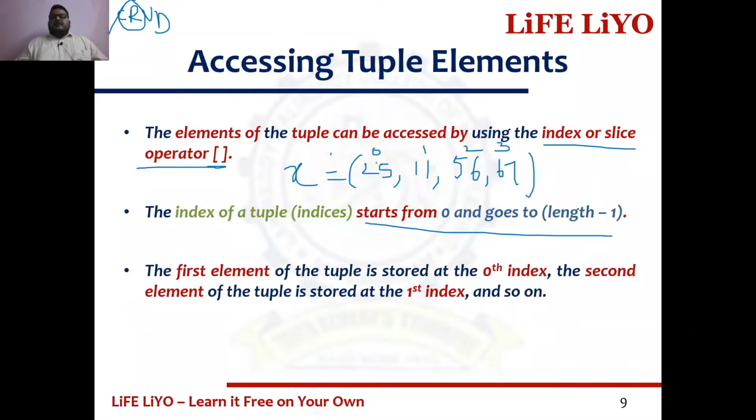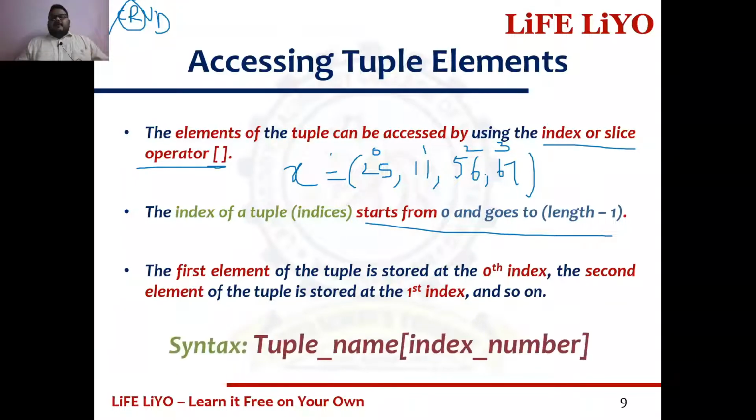Now the first element of the tuple is at index 0, the second element at the first index, the third element at the second index, and so on. We know how to access a tuple element. Simply use the tuple name and the respective index number for accessing.